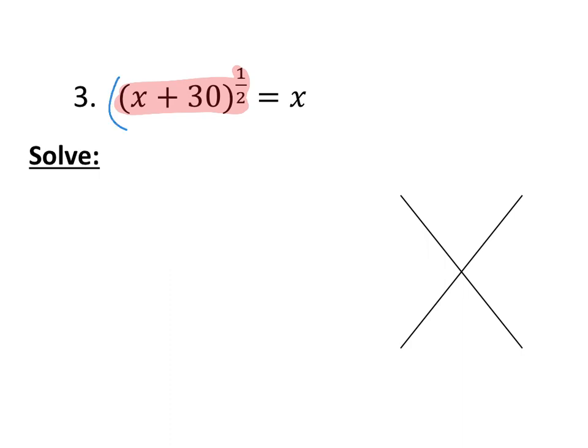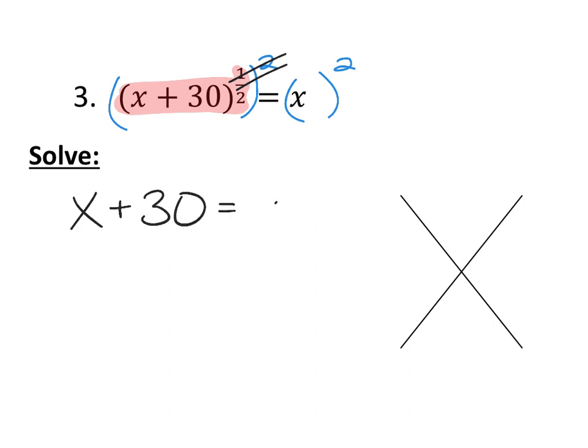For this problem, what's the reciprocal that I want to raise these numbers to? So if the regular power is 1 over 2, the reciprocal is 2 over 1. But 2 over 1, way too complicated. We're just going to make it 2, because isn't 2 the same as 2 over 1? Okay, fabulous. When I do this, the 1/2 and the 2 cancel each other out. Goodbye. It's just going to be x plus 30 equal to x squared.